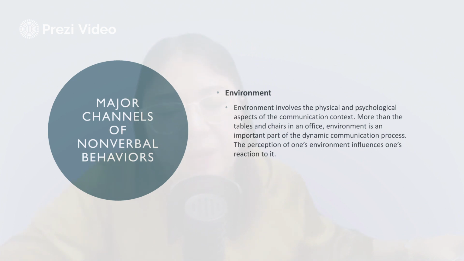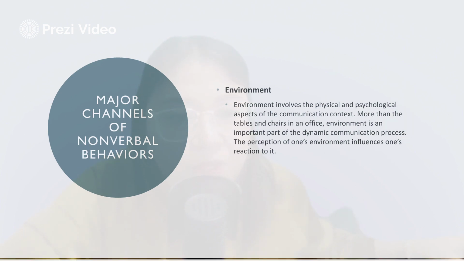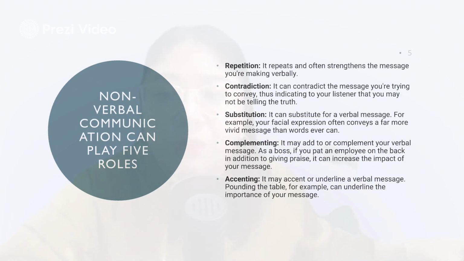So environments involve the physical and psychological aspect of the communication context. Sometimes it is good for you to ask your friends around, how are you today? Is there anything that we can help? But if you cannot help, it is good for you to at least ask about their well-being. Okay, and then we have non-verbal communication can play 5 roles. So we have somehow covered the channel of non-verbal communication. Now we're moving to the 5 roles of non-verbal communication.